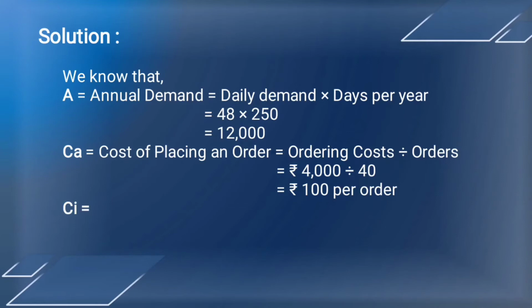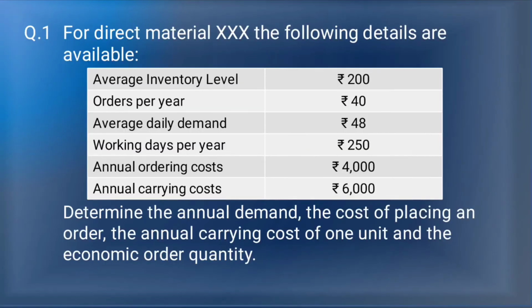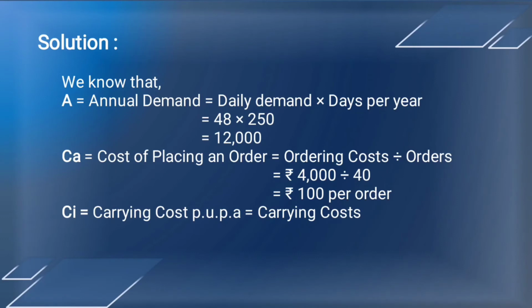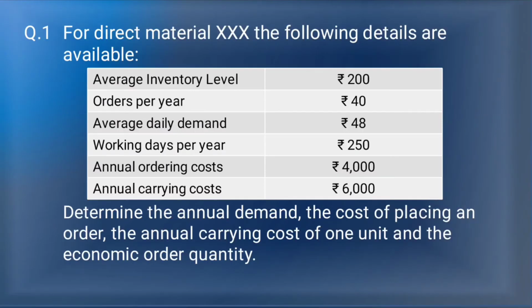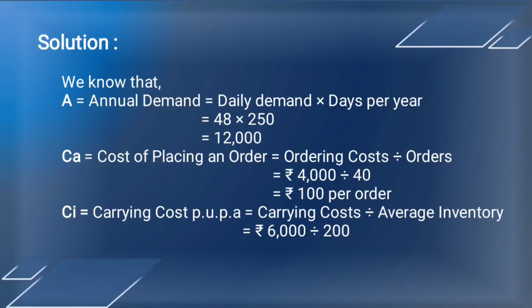Next is CI, which stands for carrying cost per unit per annum. In the given question, annual carrying cost is given as rupees 6000 and average inventory level is given as rupees 200. So we have to divide this for calculating CI, that is carrying cost per unit per annum, which will be equal to carrying cost divided by average inventory, which is 6000 divided by 200, which will be equal to rupees 30 per unit per annum.